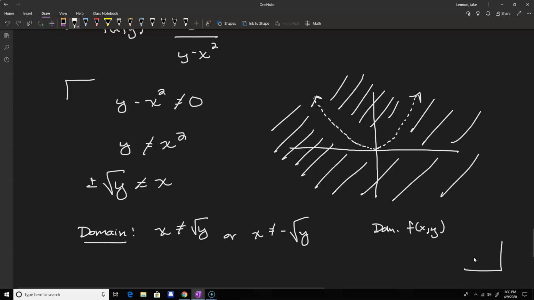So this is it. This should get you started on the 7.1 stuff. Otherwise, we will maybe talk a little bit more about some level curves and some other ideas, but then after that, we will jump right into taking partial derivatives.